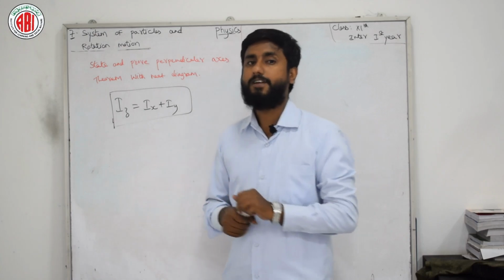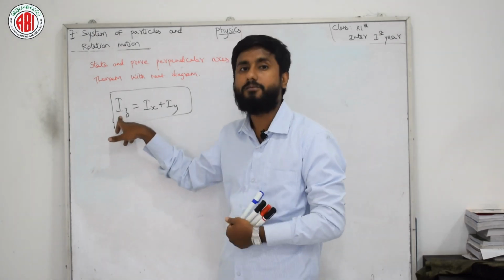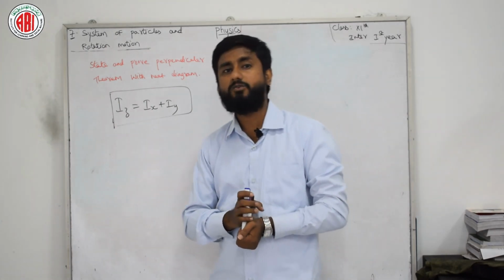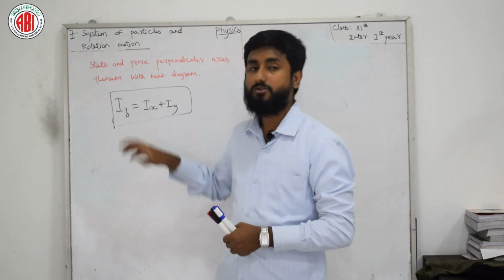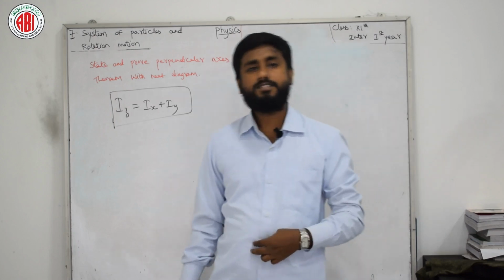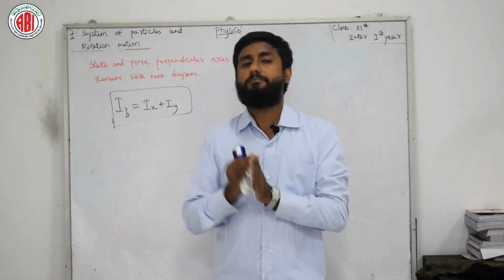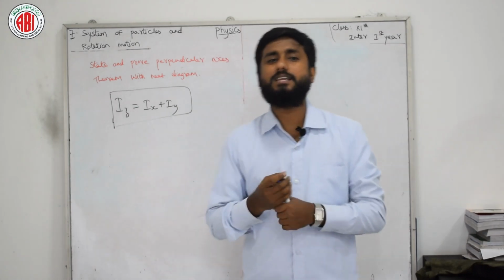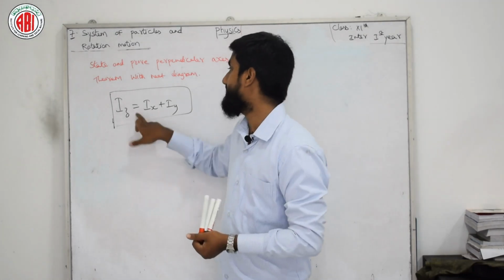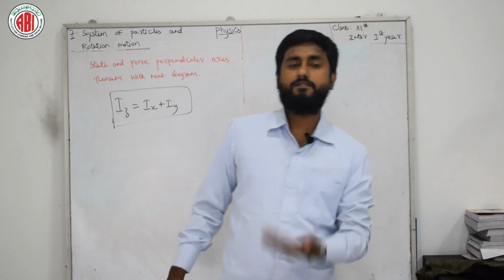Listen carefully. The moment of inertia of a body about an axis passing through a point perpendicular to its plane is equal to the sum of the moments of inertia about two mutually perpendicular axes in its plane passing through the same point, that is Iz is equals to Ix plus Iy. How did I get this? I am just explaining with the help of a diagram once.